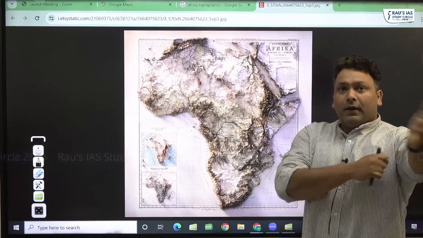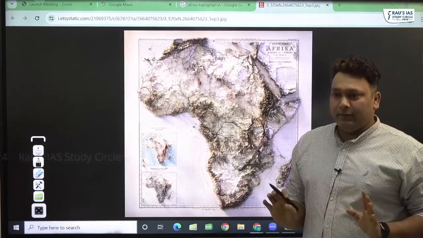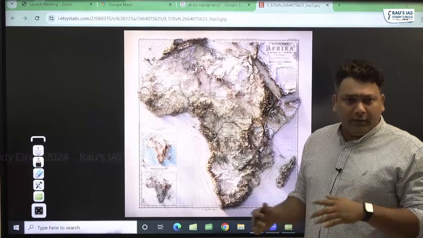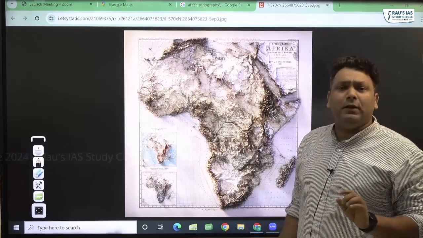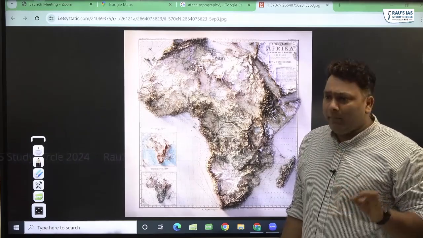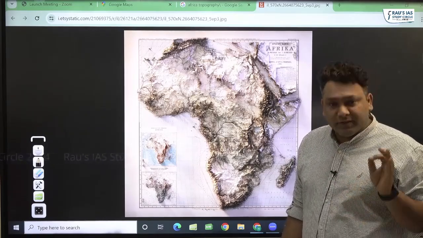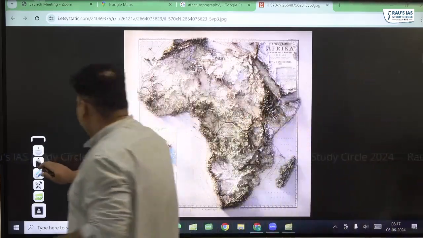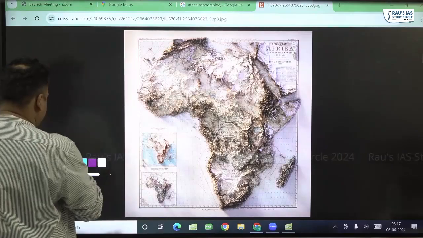Now see, this is the topography of Africa. I'll be marking the high mountains. I'll not be telling you everything here, as that is there in all the textbooks. I'll be telling you the most important points which are going to make a difference in writing the answers. Now, draw this simultaneously.